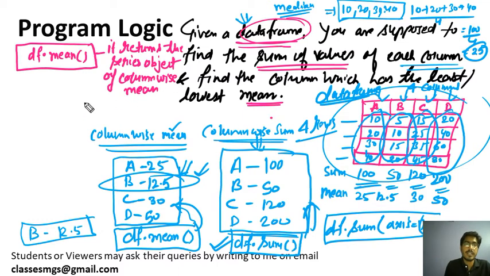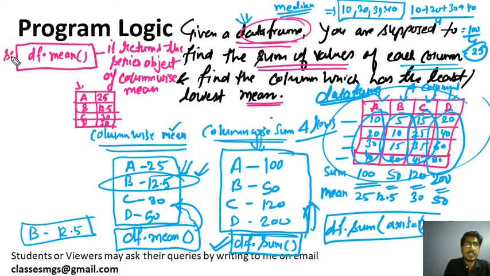So it will return what? It will return a series object. The series object will look like this. It will return A index, B index, C index, A, B, C, D. This is the index, and 25 is its mean, 12.5 is its mean, then 30 is its mean, and then 50 is the last mean. So it is a series object.